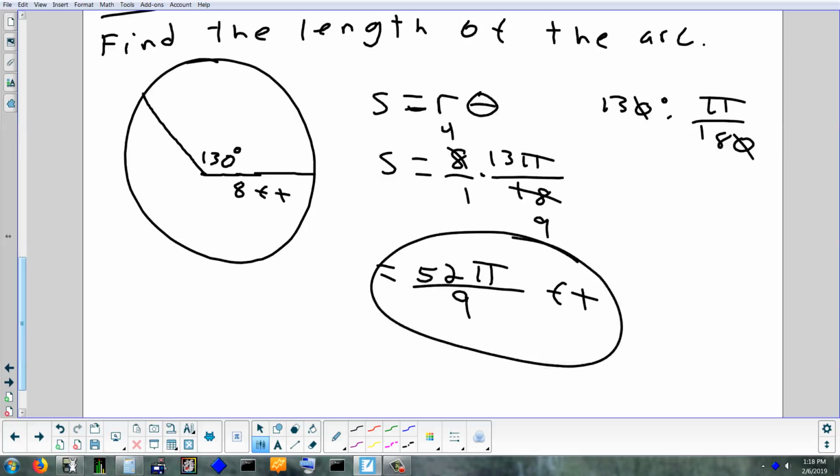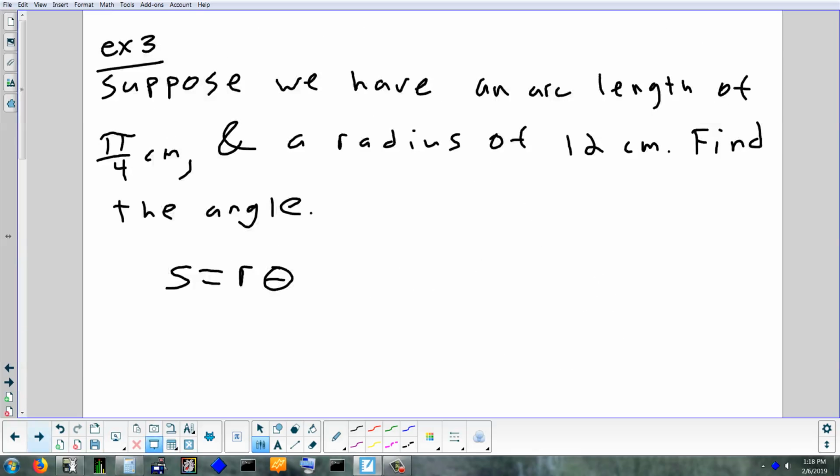Okay, so we've done a couple where they give you R and they give you theta and you find S. Let's switch it up. So now they're telling me the arc length is pi over 4 centimeters and the radius is 12 centimeters. Find the angle. Okay, so now we're finding something different. Same formula, just fill in what you know.